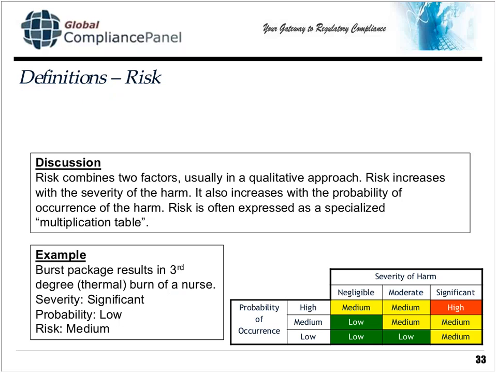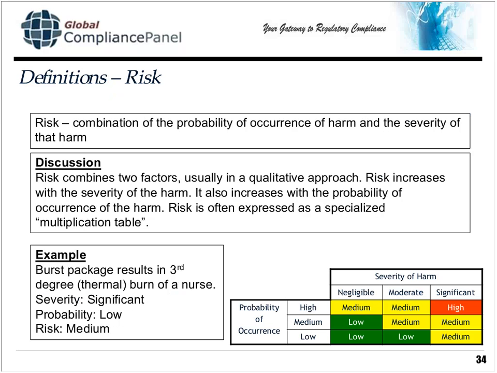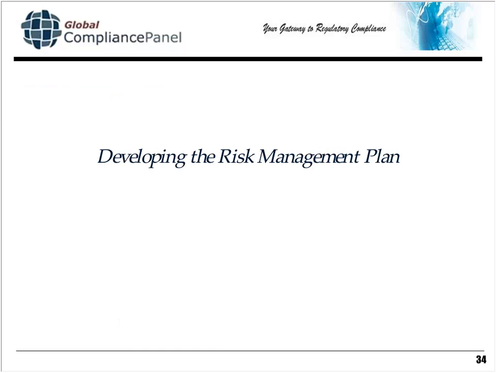Now, we're going to combine these things to get risk. And so risk is the combination of probability of occurrence and severity of harm. And usually what happens is people do some kind of multiplication table. I'm giving you a very simple example here. Severity of harm could be negligible, moderate, or significant. The probability of occurrence could be high, medium, or low. Now, for each one of those terms, I'm going to have a descriptor so that I have my risk management team apply them uniformly for every hazard that they analyze. All right, so now, how do we develop this risk management plan?